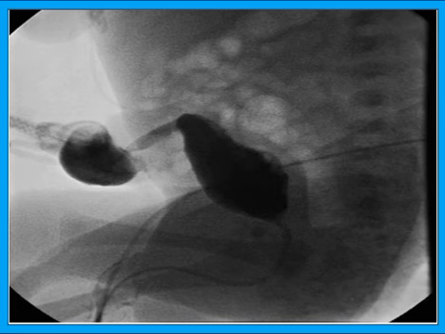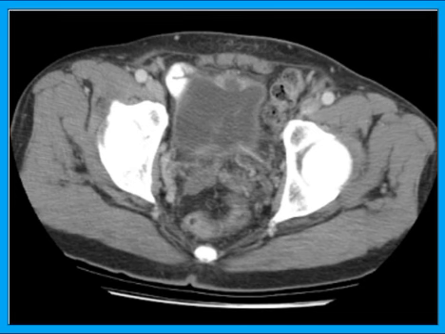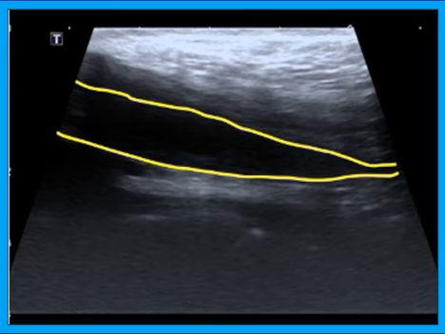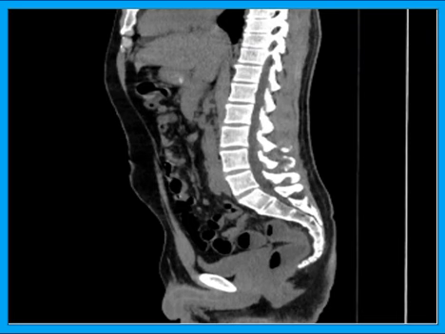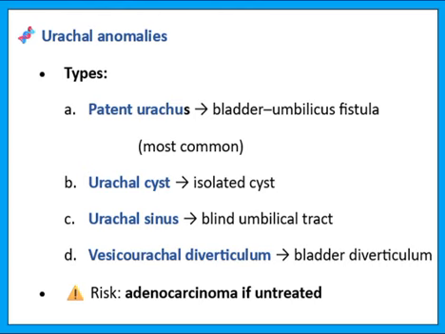Urachal anomalies. We see a fluoroscopic cystogram image, a pelvic axial CT scan with contrast, an ultrasound image, and a sagittal CT scan of the abdomen and pelvis. There are 4 different types.